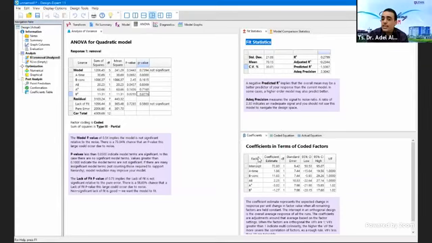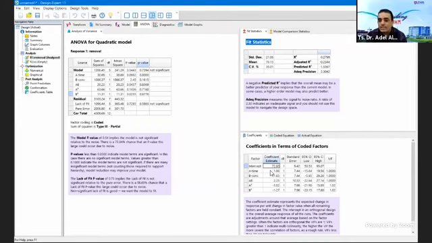Come to see here, the coefficient in coded terms. In general, the two factors contribute to the removal, and they contribute positively. If you can see here, the sign is positive, which means they contribute. The problem is that they contribute, but not effectively, because it's only 27%. Still, we have more than 73% that we don't know. This is why we cannot consider these two factors.